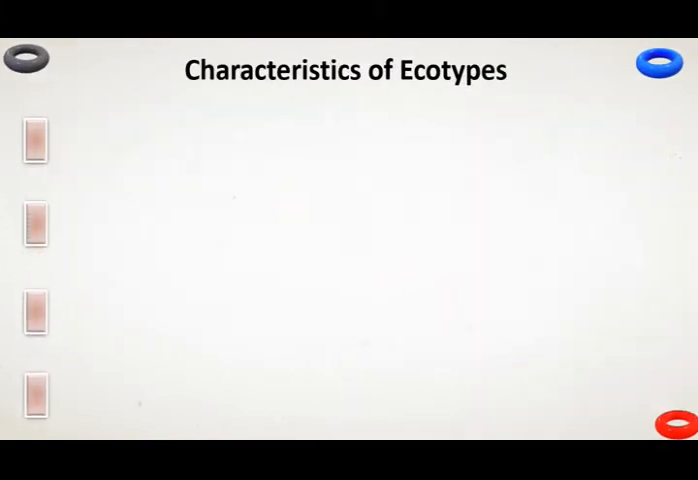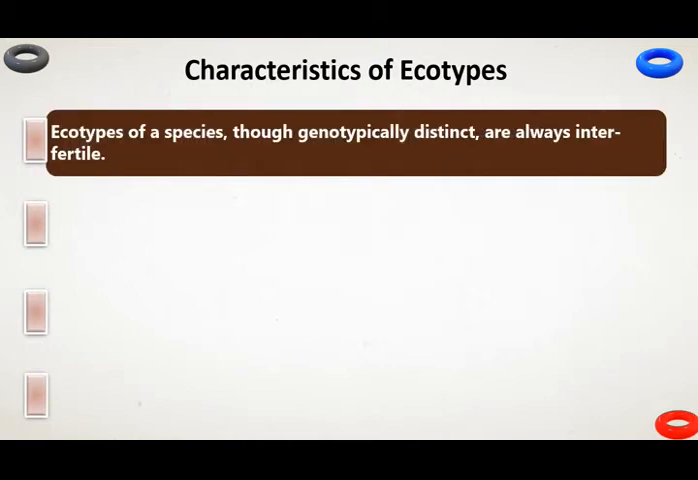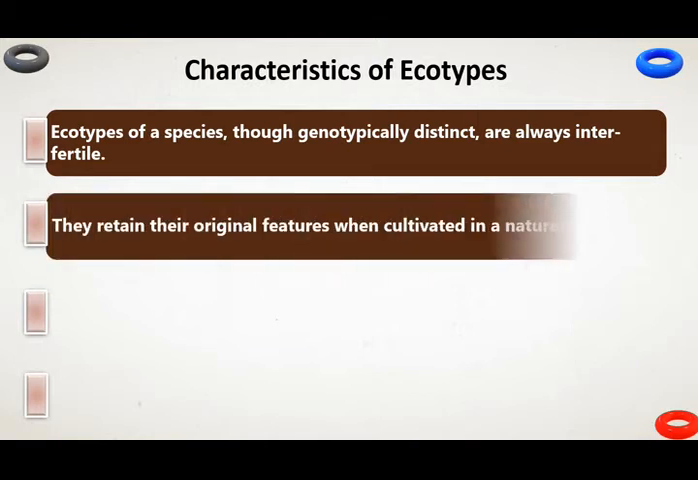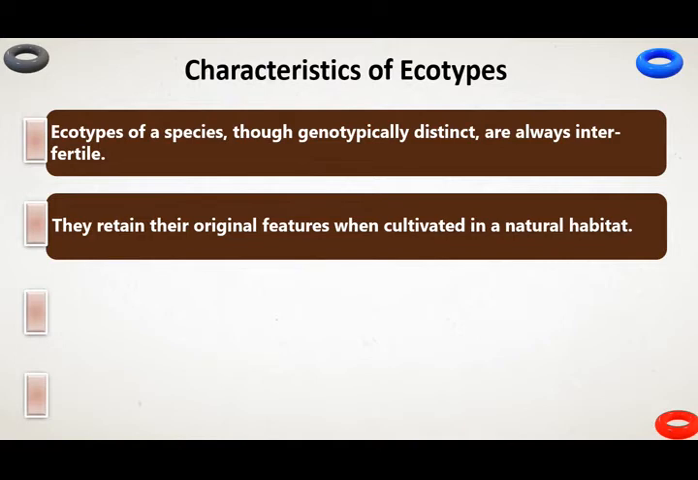Now we shall see some of the basic characteristic features of these ecotypes. Ecotypes of a species, though genetically distinct, are always interfertile. That is, they can be bred with each other so that you get fertile offspring. They retain their original features when cultivated in a neutral habitat. That is, one plant growing at lower altitude and another growing at higher altitude, when both are planted at the same altitude, will retain their original morphological features. The plant from the lower altitude will retain its features, and the plant from the higher altitude also will retain its features, even in the same environmental conditions.